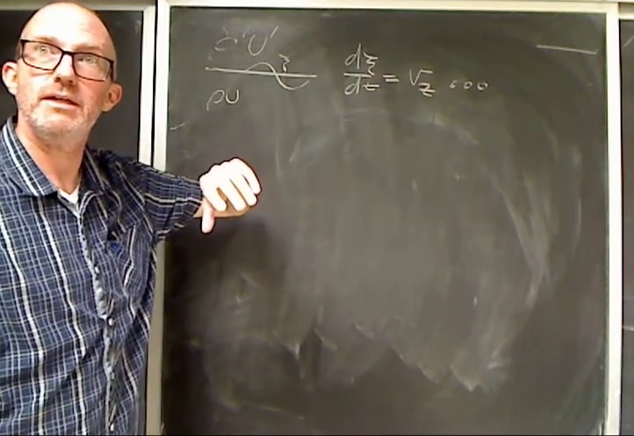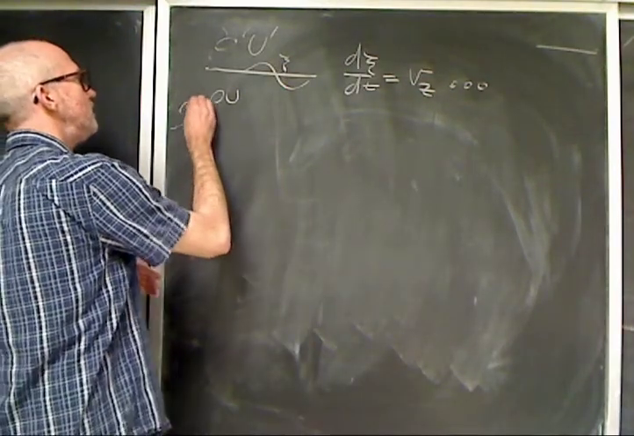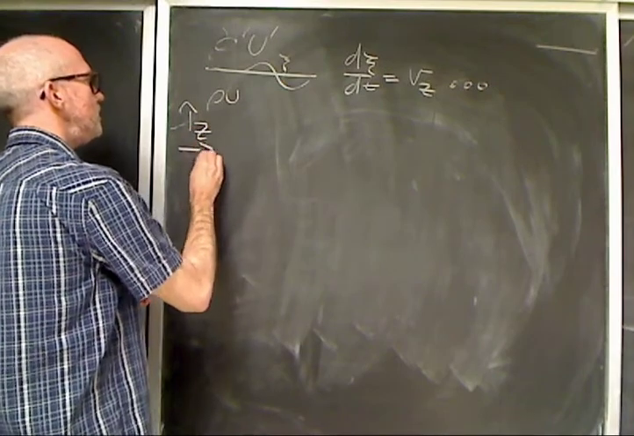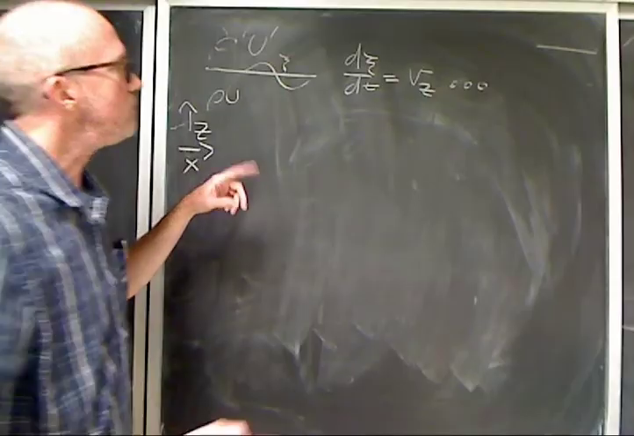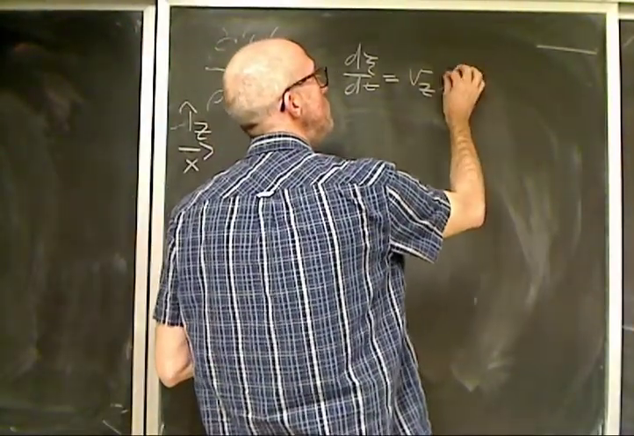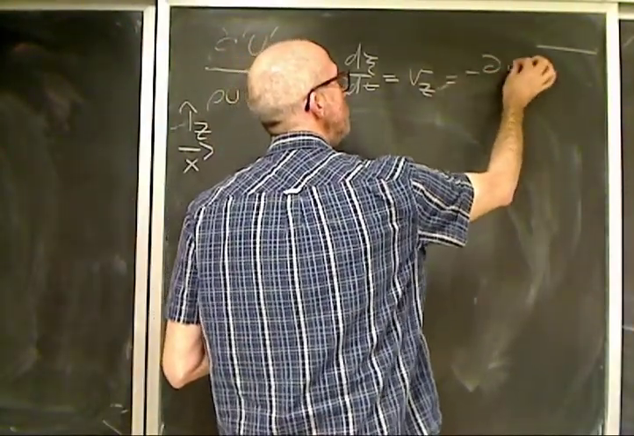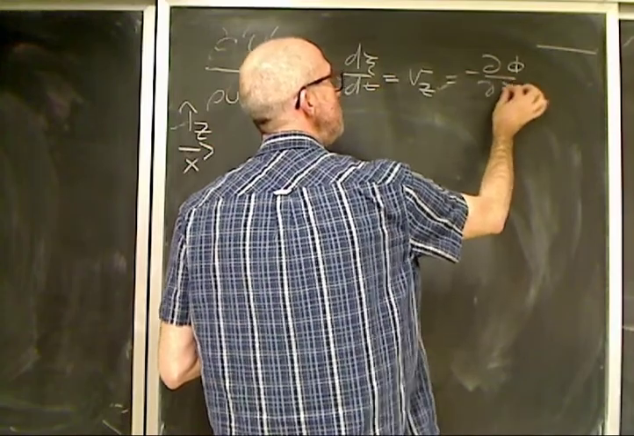Which way is z? Oh, z is up. Thank you. Z is this way, and let's say x is this way. And y is out of the page. So Vz, which we knew, is minus d phi dz.